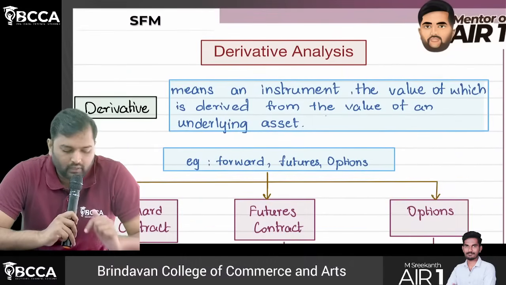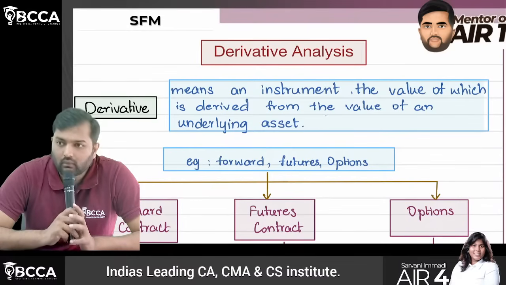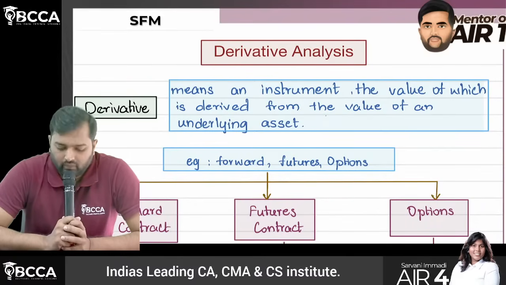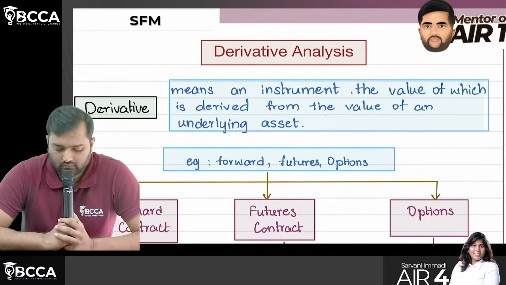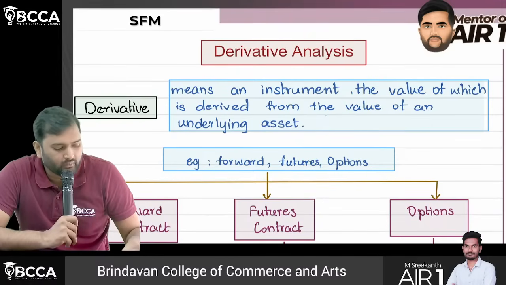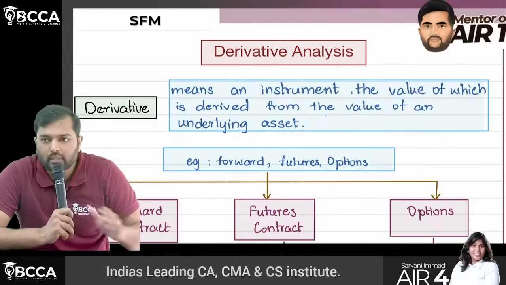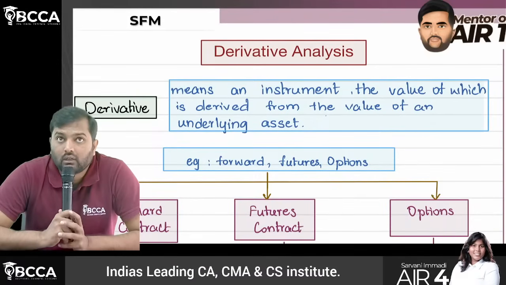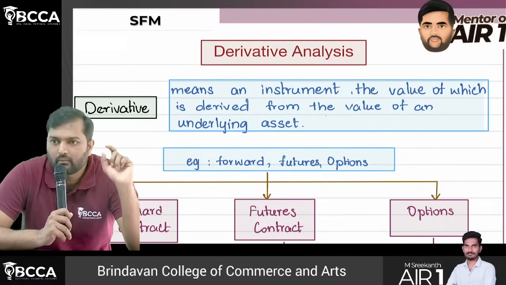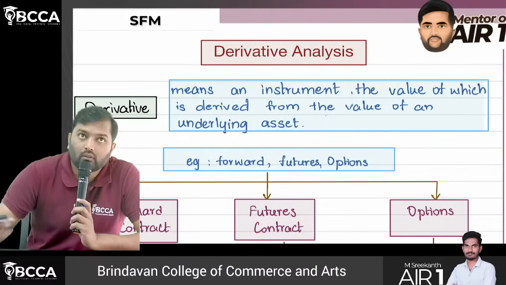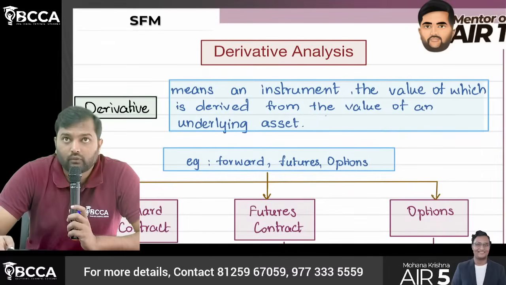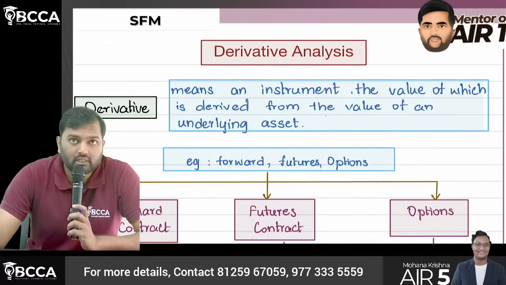Now, derivative analysis. What is the meaning of a derivative? Derivative means an instrument, the value of which is derived from the value of an underlying asset. Derivative value depends upon the value of an underlying asset. So first you should understand this meaning. Basics are very important, especially for option valuation. In portfolio, every concept is important, but here, if you learn the basics, then you will find every question easy.